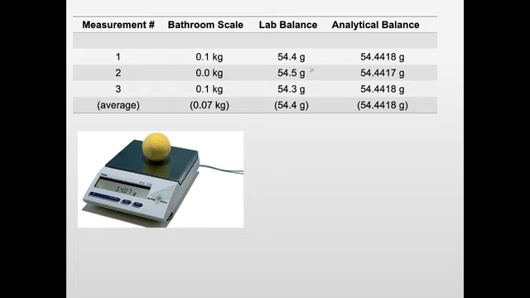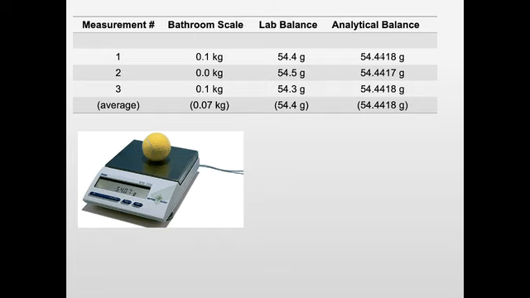If we go to a lab balance, right, some of these lab balances you can get for under $100 that will go to 1/10 of a gram. And so here we have 3 measurements that are all getting much closer to the true value. There is a little bit of difference between these measurements, so these are not super precise, but we're getting more accurate than the bathroom scale.